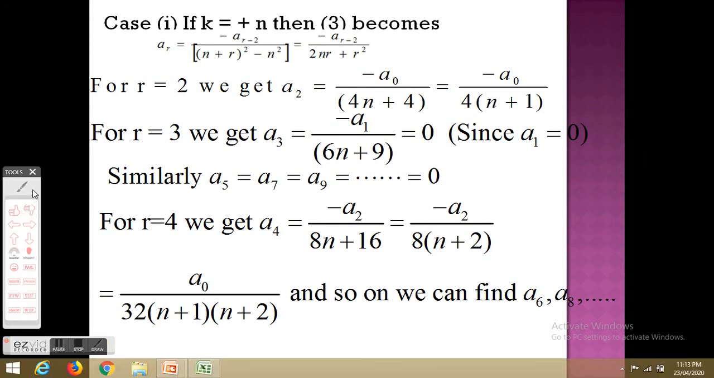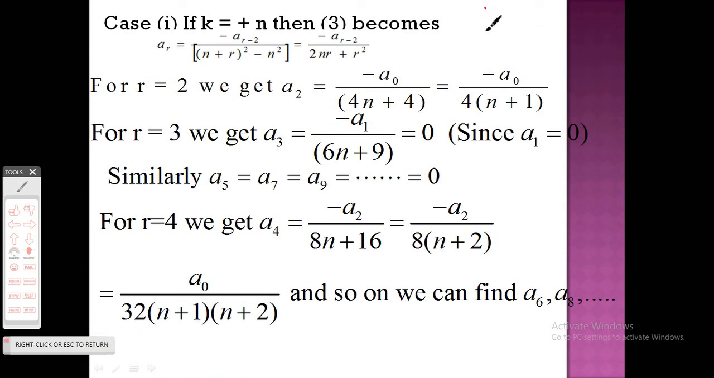Now, we go for the first case. We got the value k equal to plus n. Therefore, the above equation, which I have named as 3, becomes, when I substitute, replacing k by n, minus ar minus 2 divided by (n plus r) whole square minus n square. Now we have to simplify this by opening the bracket using (a plus b) whole square. On expanding, plus n square and minus n square get cancelled.